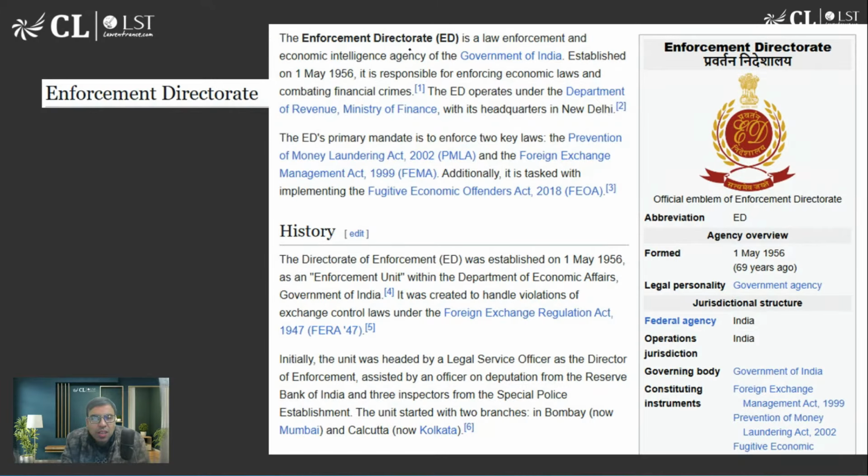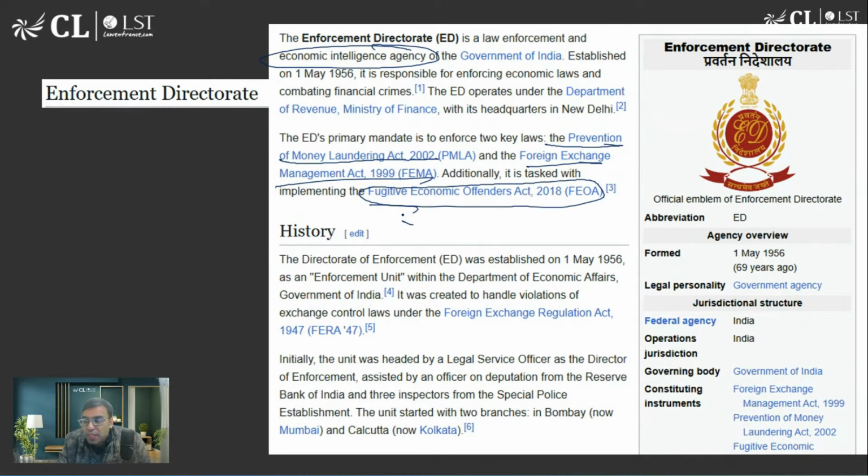It is, of course, an economic intelligence agency responsible for fighting money laundering in India. It has powers under PMLA, Prevention of Money Laundering Act 2002, FEMA, Foreign Exchange Management Act 1999, and in 2018, this law was made specifically.